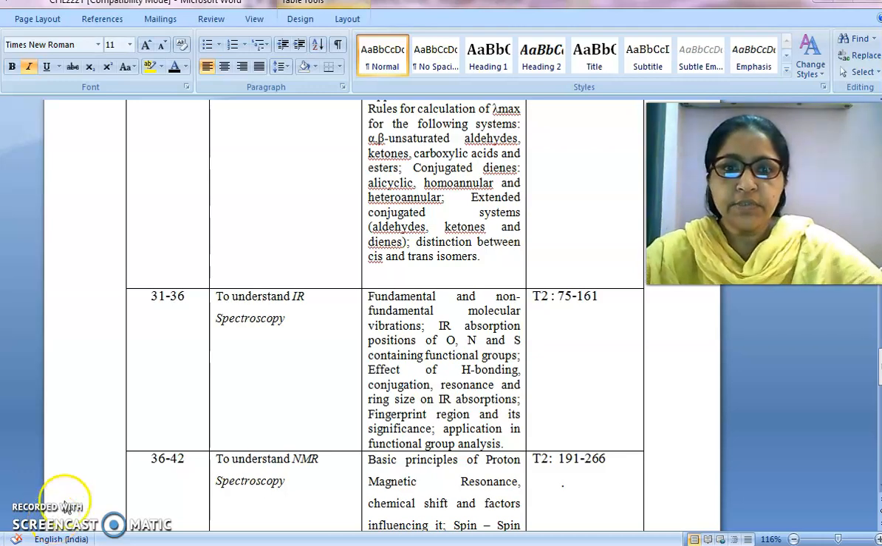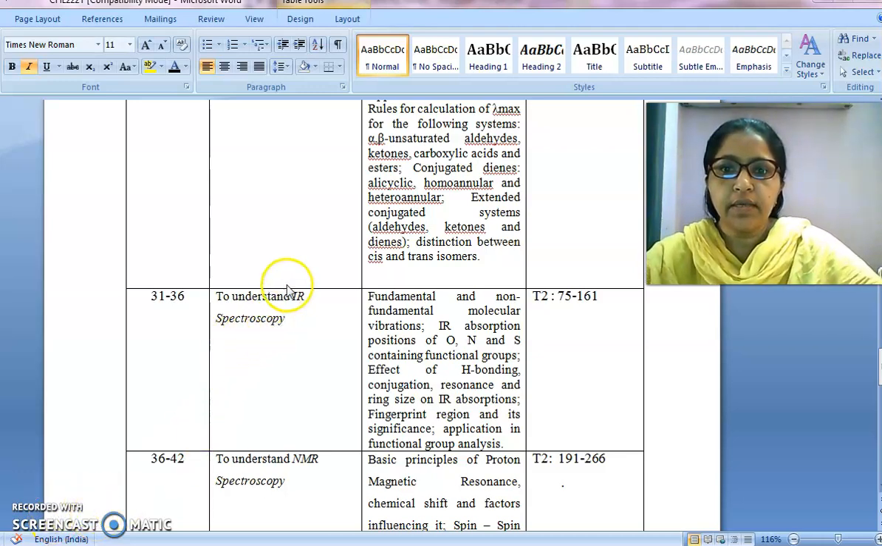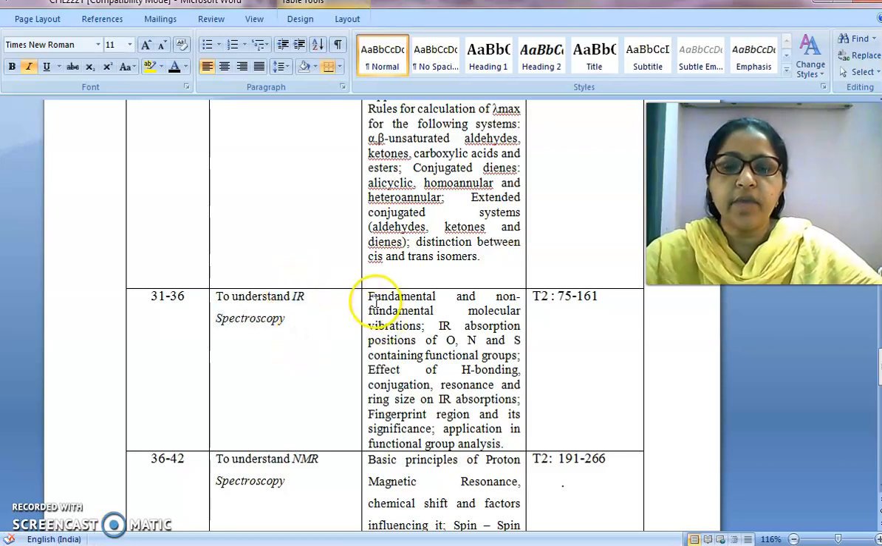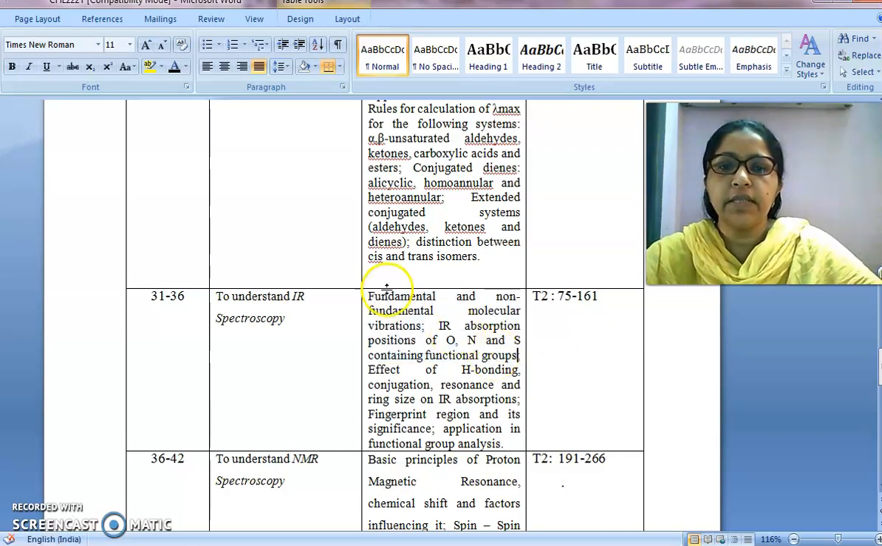Good afternoon, students. We will be doing IR spectroscopy today. Today we will be covering only a part of it, and it will cover almost up to the fundamental positions of O and sulfur containing functional groups. That will be our syllabus today.